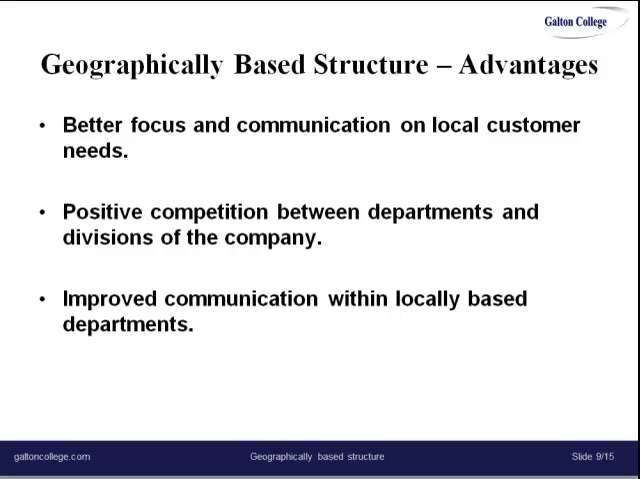And of course, as I said earlier, there's better communications within the departments because they are local. It is difficult to trade globally in many respects because of time differences and because of language problems and cultural issues and so on. So having it done locally is more efficient.